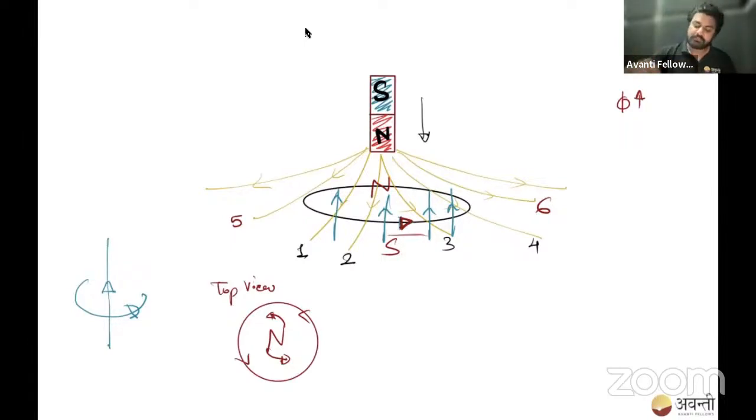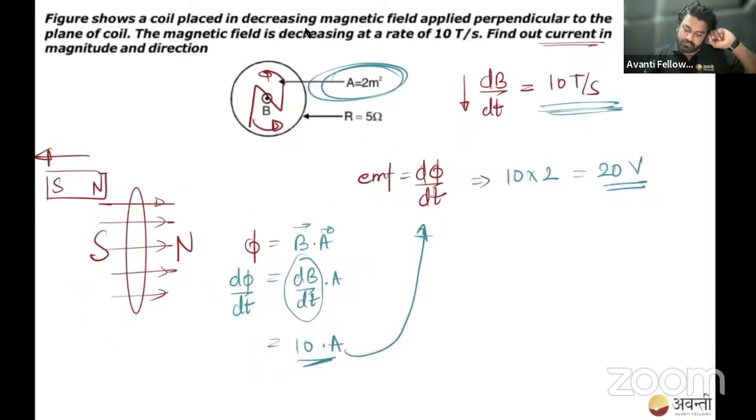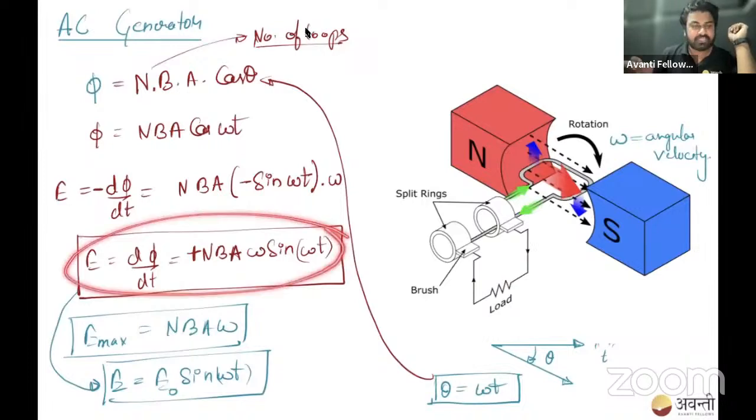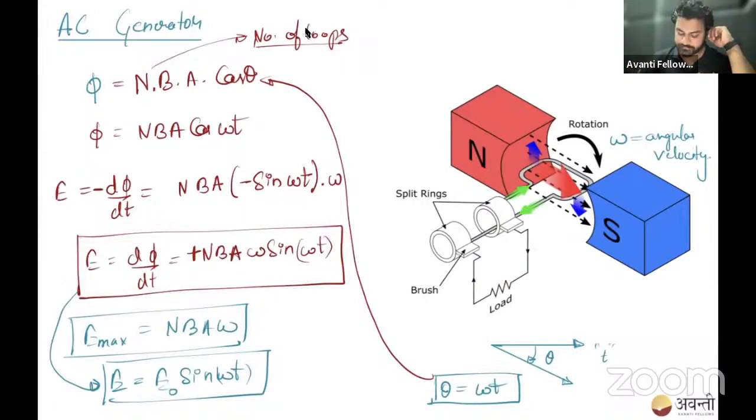For example, this magnet is coming inside this wire or loop. It will induce another north on this side to oppose this north, because norths oppose each other, right? And the direction of current will be anti-clockwise. Then the AC generator we have seen, and we have seen the formula of EMF in the AC generator.